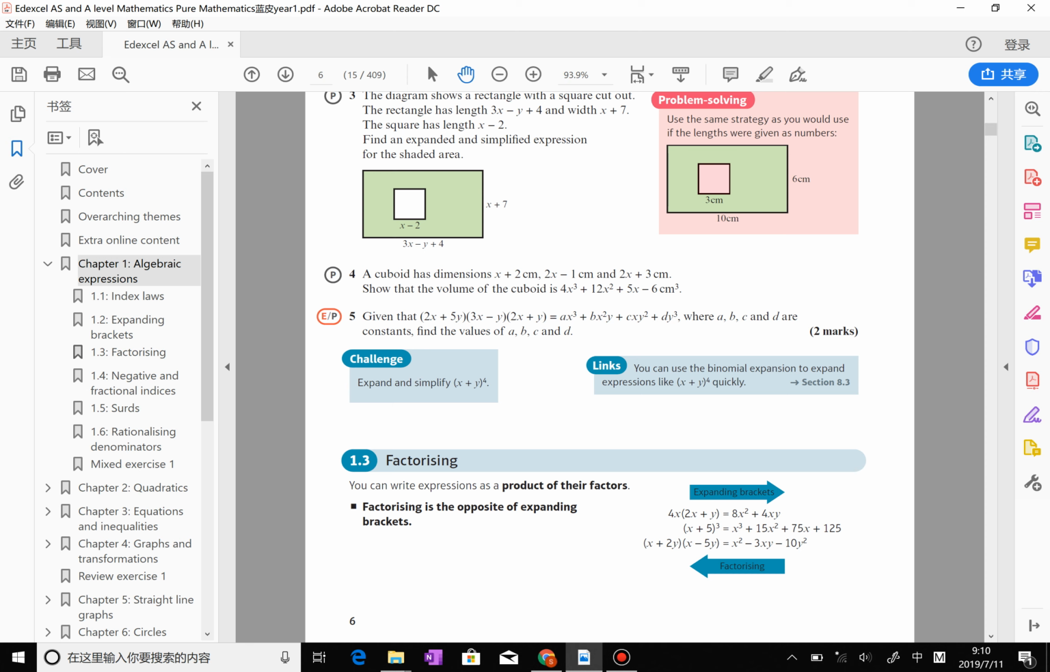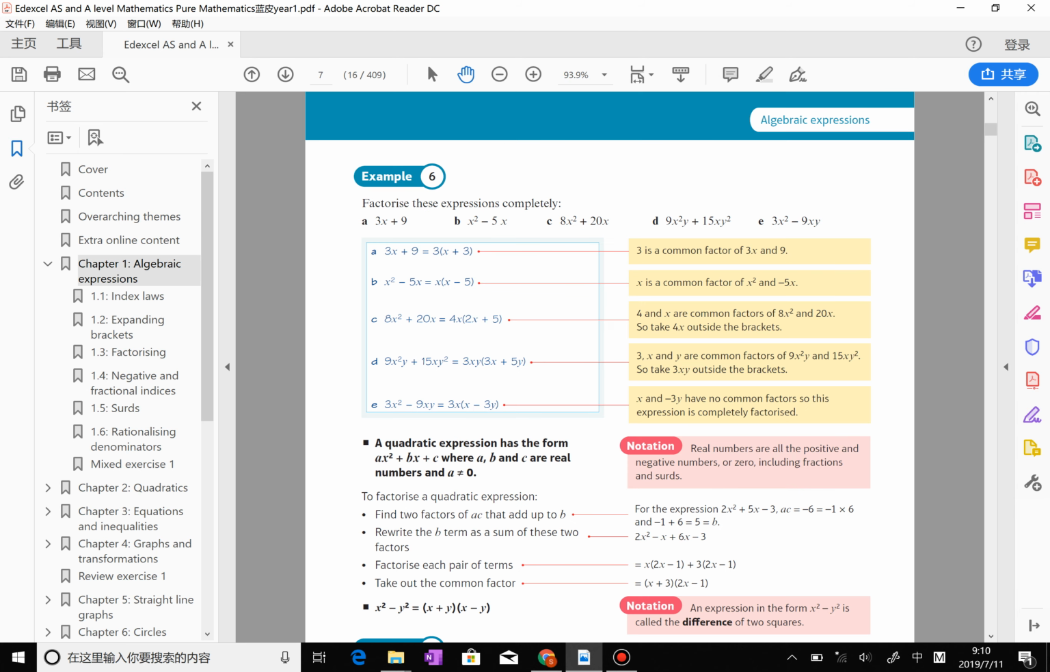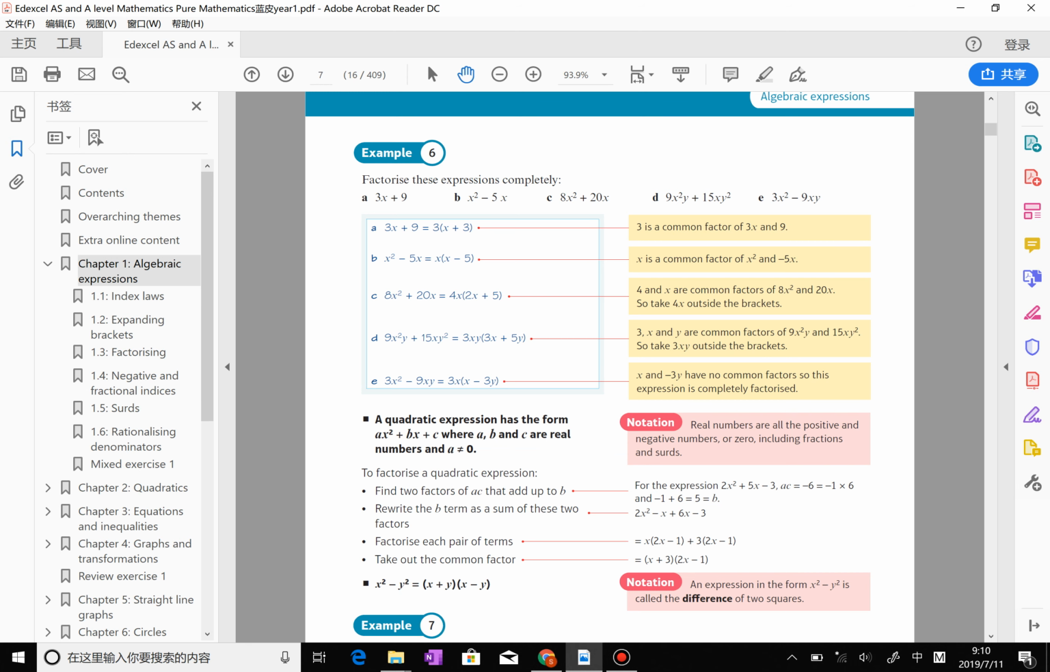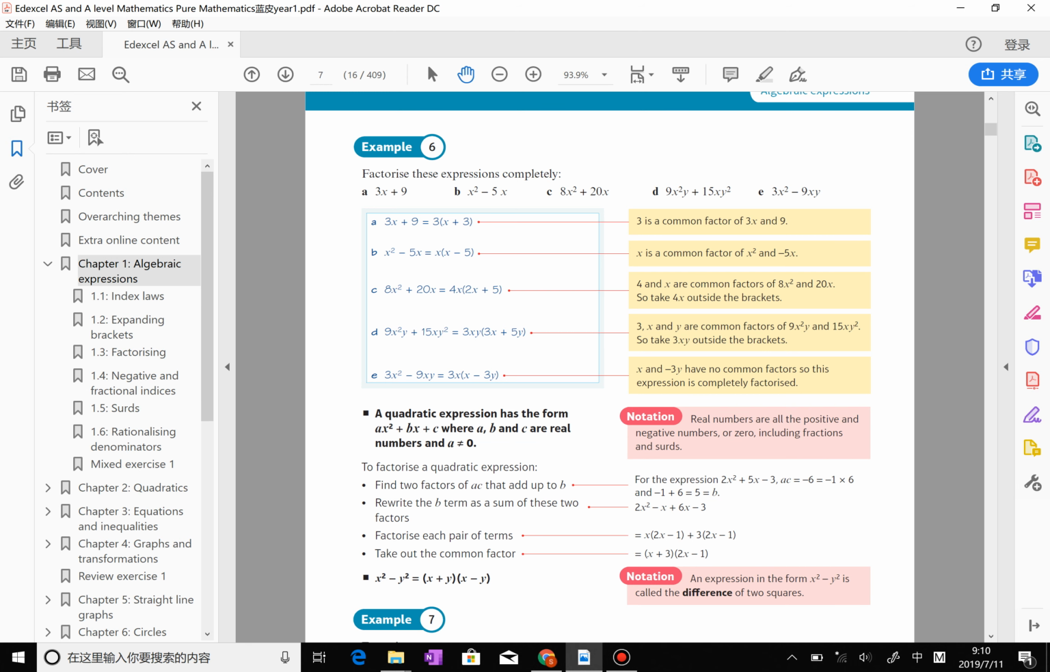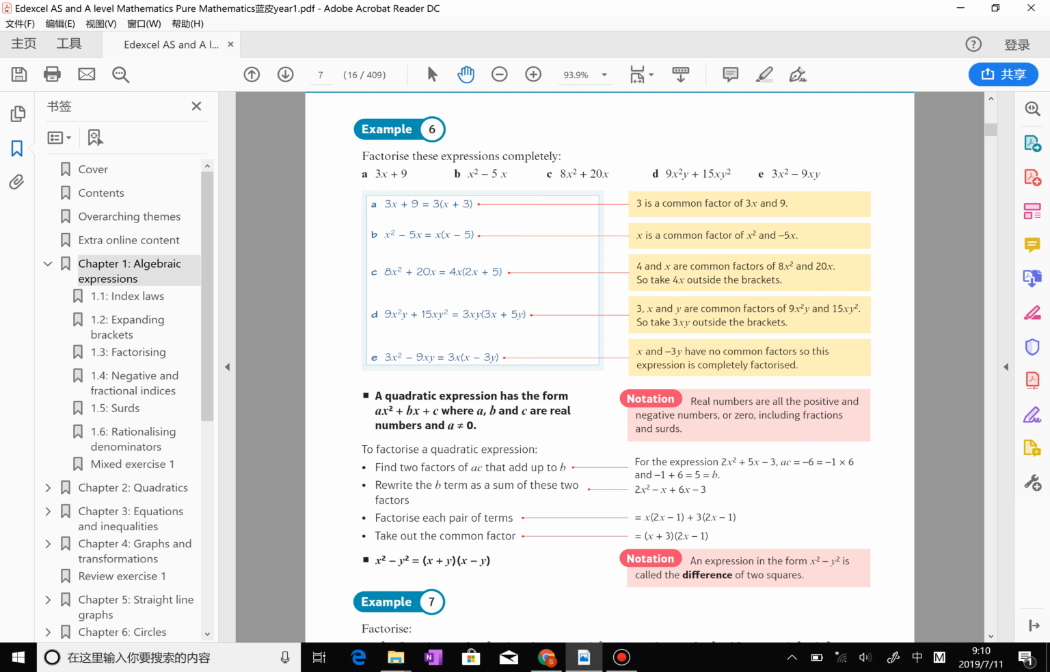So what is factorizing? It's just a reverse process of expanding brackets. Before, you expanded brackets, and right now you should take all those elements into two factors, one factor times another factor, which is a reverse process of expanding brackets. So let's look at example 6. Since it's not that hard, I'm going to go quickly for example 6.